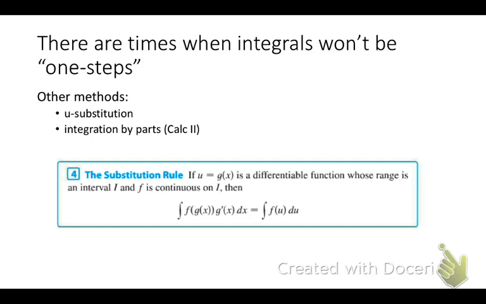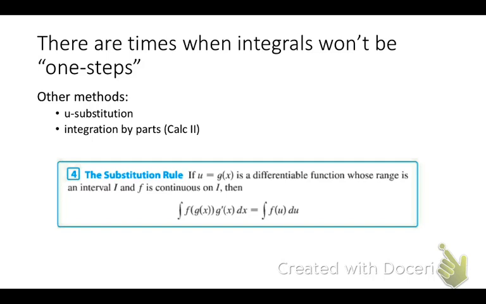So the substitution rule tells me that if u equals g of x is a differentiable function whose range is an interval I, and f is continuous on I, then the integral of f of g of x times g prime of x dx equals the integral of f of u du. So essentially what's going on here is we're going to take our integral that's going to start with a variable of x, and we're going to rewrite it in terms of a new variable u.